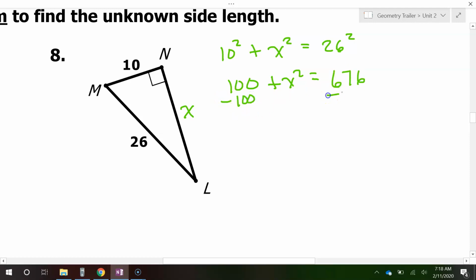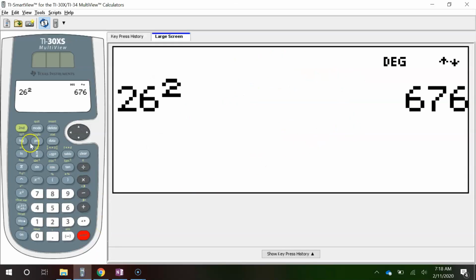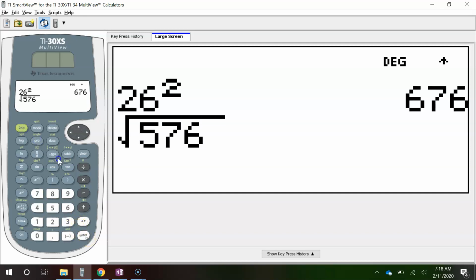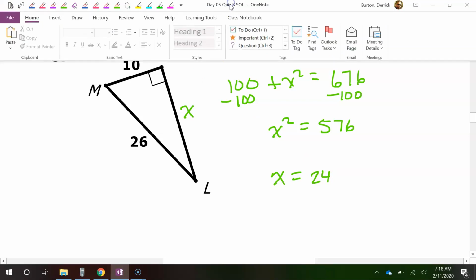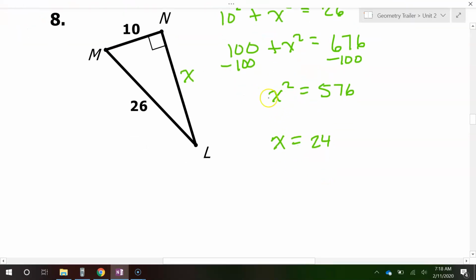Subtracting 100 from both sides gives us x squared is equal to 576. And that's 24. So I just took the square root of both sides right there, okay, to get x by itself. So the final answer is 24.